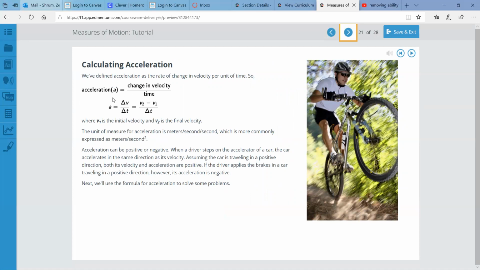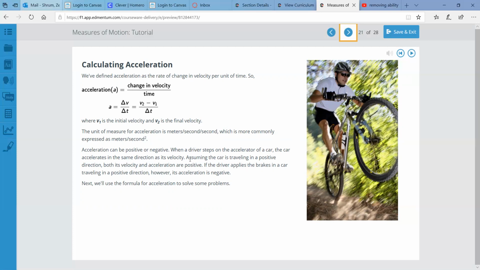Here's another visual. Acceleration a equals change in velocity over time, or delta v over delta t, or final velocity minus initial velocity over change in time. And the unit of measure is meters per second squared. Acceleration can be negative or positive, and that tells you which direction the acceleration is going.